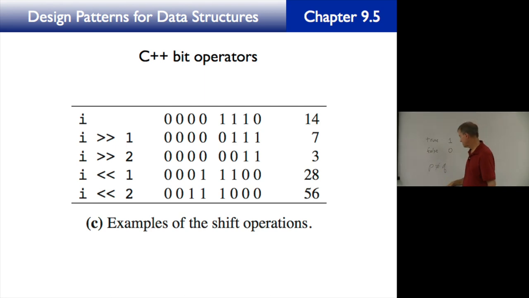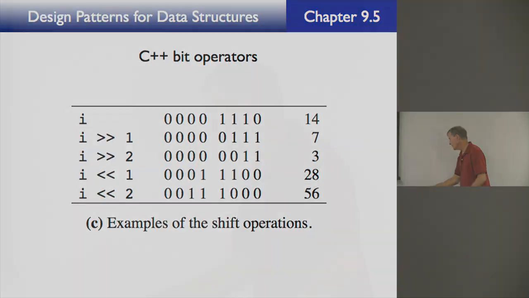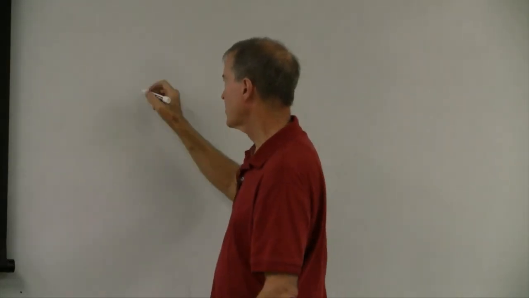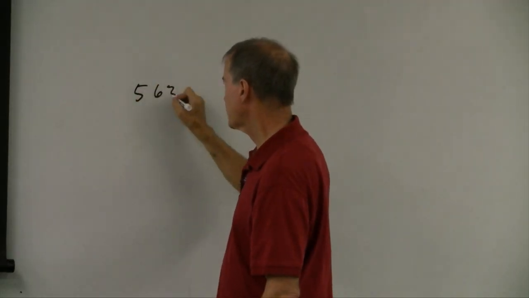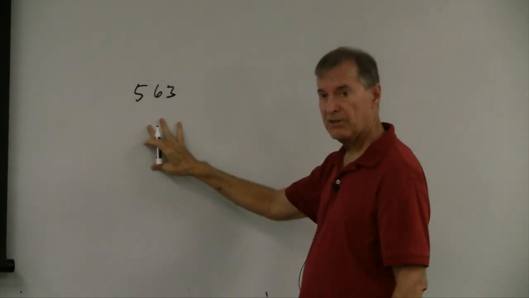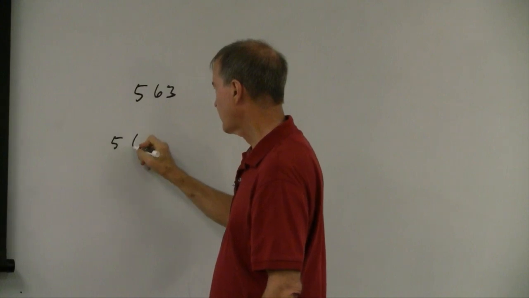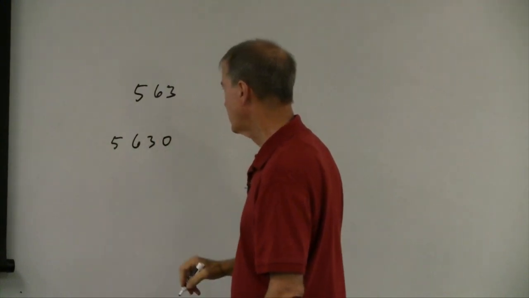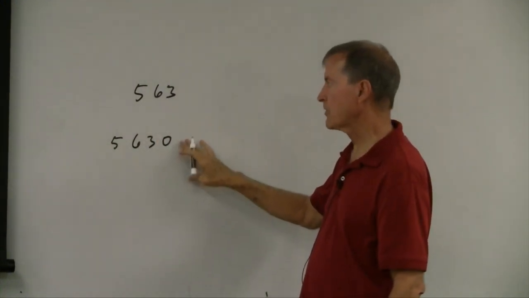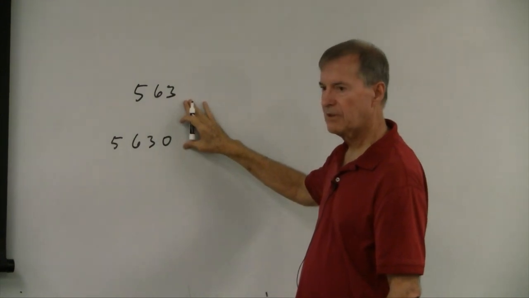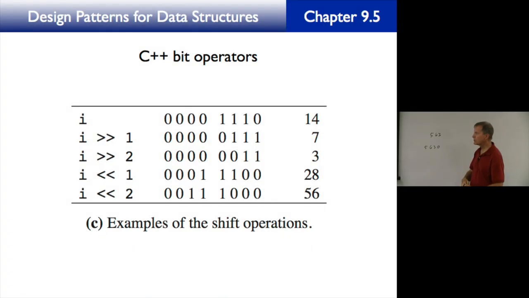Now look, you guys, how this works arithmetically. Watch. If you have a number like this, 563 in decimal, and you shift left, what does it do? What do you get? 5630. So basically, what have you done to the number if you do a shift left in decimal? Multiply it by 10. But when we do a shift left, what we started with 14, if we do a shift left in binary, what do we do?